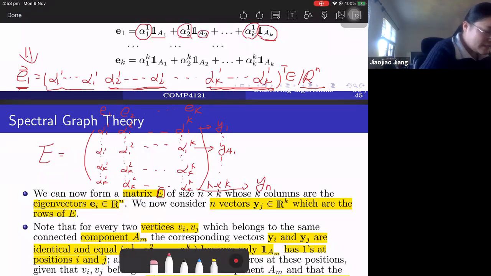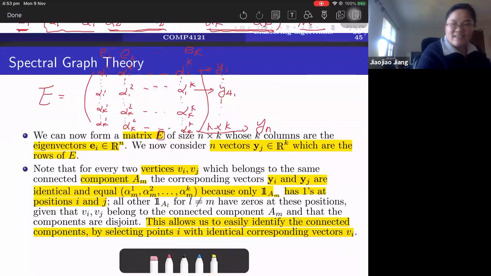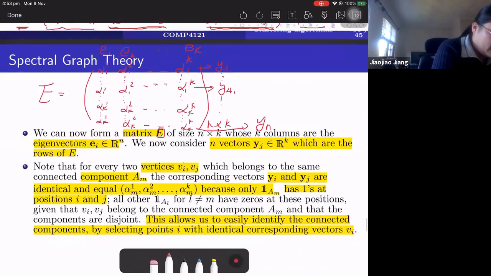Okay, let's move on. Yeah, I understand it could be a little bit tricky here. Okay, so now for every two vertices Vi and Vj, if they belong to the same connected component, let's say Am, which means they are connected in component Am, and then the corresponding vectors Yi and Yj are identical.